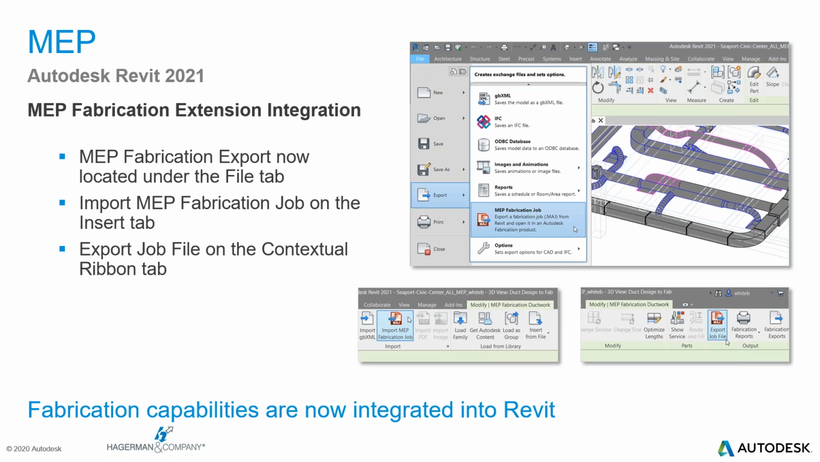The import and export features are now located in standardized menu locations, and output tools have been relocated from the Add-ins tab to the contextual menu that appears on selection of MEP fabrication parts. MEP fabrication export is also located under the File tab export menu. The former Revit extension for MEP fabrication has been fully integrated into Revit 2021.